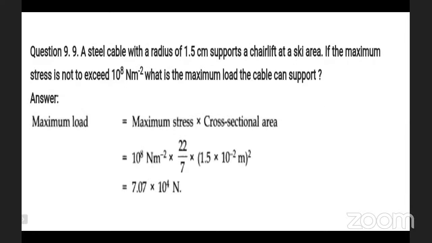Okay, so next one. A steel cable with a radius of 1.5 centimeters supports a chairlift at a ski area. The maximum stress is not to exceed 10 to the power of 8 Newton per meter square. What is the maximum load the cable can support? The answer: maximum load equals maximum stress into cross-sectional area, that equals 10 to the power of 8 Newton per meter square into 22 by 7 (pi value) into (1.5 into 10 to the power of minus 2 meters) whole square. The answer is 7.07 into 10 to the power of 4 newtons.